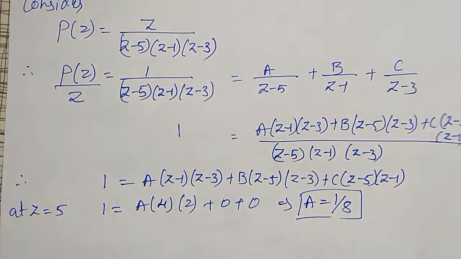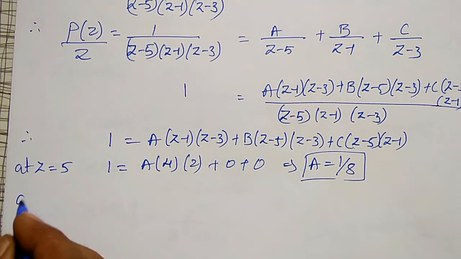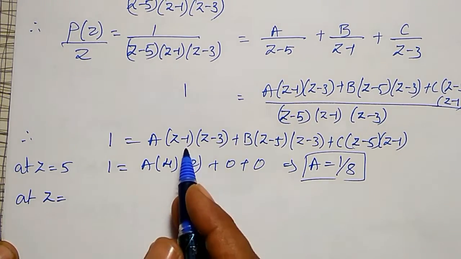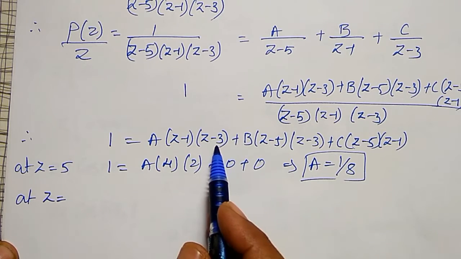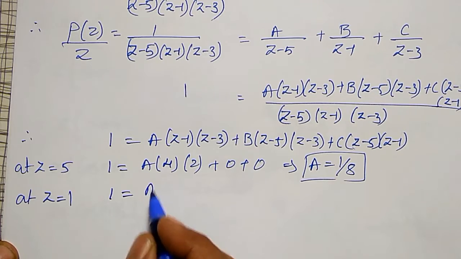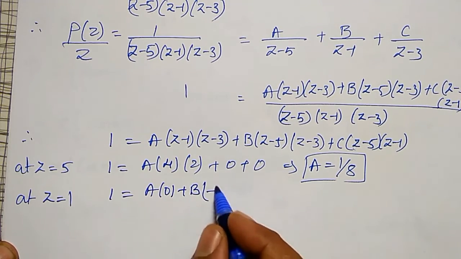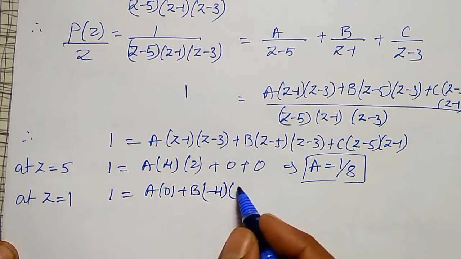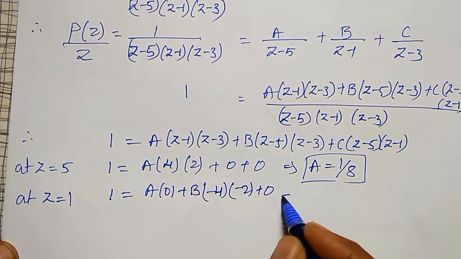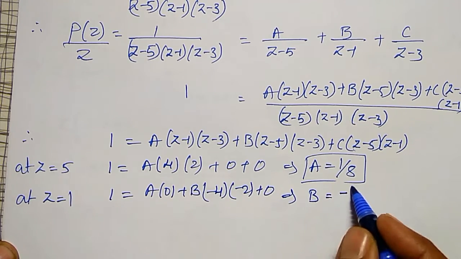Okay, like that I have to find the value of b. To find out the value of b, I will use z is equal to 1. Therefore, 1 is equal to a into 0 plus b into (1 minus 5), which is minus 4, (1 minus 3), which is minus 2, plus 0, which implies my b is equal to minus 1 by 8.